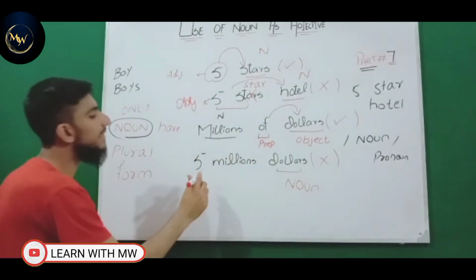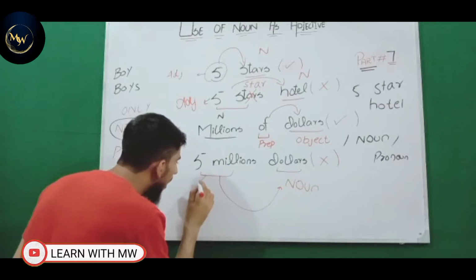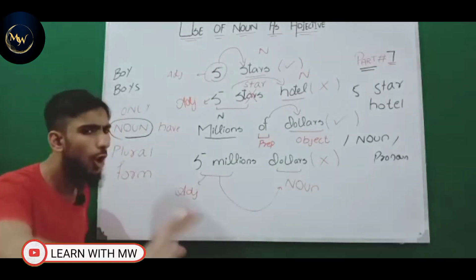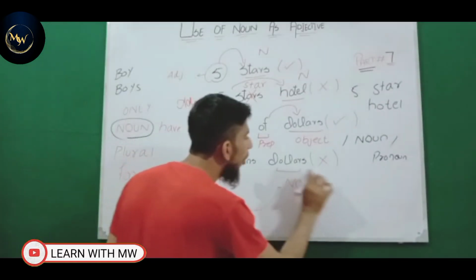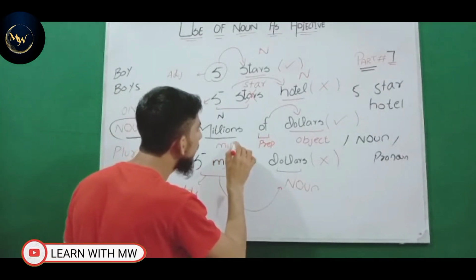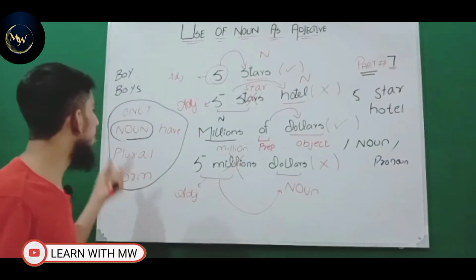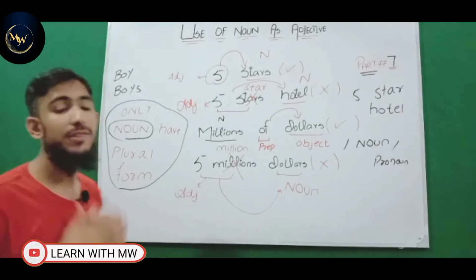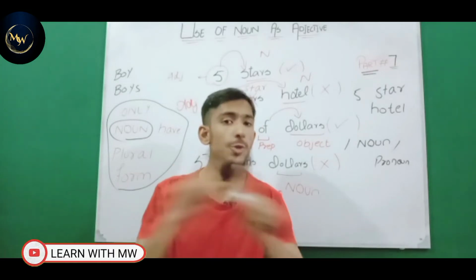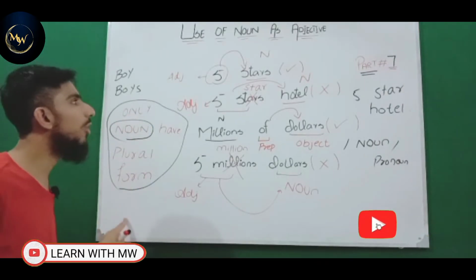And 5 million is adding meaning to the noun in terms of quantity, that's why we call them adjectives. And we have learned that in English grammar adjectives have no plural form. That's why $5 millions is wrong. The correct sentence will be $5 million. So viewers, this is the whole concept. Only nouns have plural form in English grammar. None of the other parts of speech, pronoun, adjectives, verb, adverb, preposition, conjunction have plural form in English grammar. So this is the basic concept.